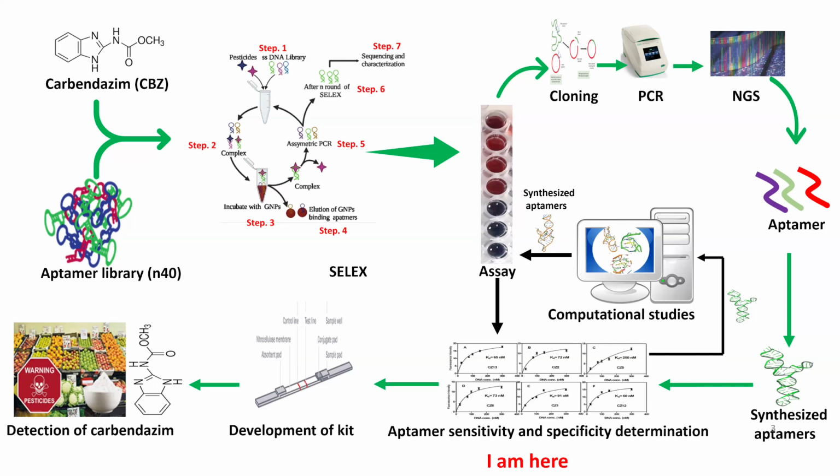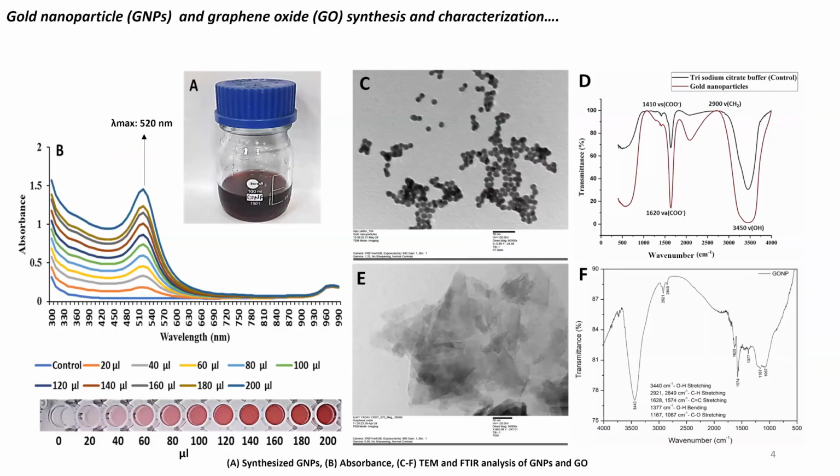My end goal is to develop a simple kit. Right now, I am here: I am determining the specificity and sensitivity of the aptamer that I am generating through the SELEX process. For this, we have synthesized gold nanoparticles using the citrate reduction method, which is an already established method, and we also synthesized graphene oxide and characterized it. We got uniform gold nanoparticles and a monolayer sheet of graphene oxide. Their FTIR and functional properties we have characterized.